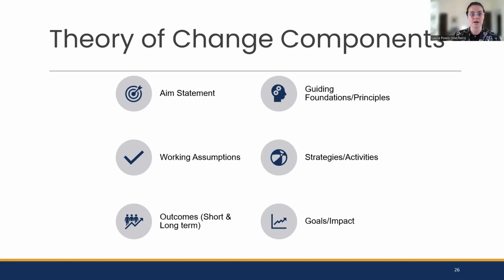initiatives. So like I said, there's no one way to do a theory of change. So we're going to go over a few different examples here just to show you some of the diversity and how different folks approach it. Next slide, please.